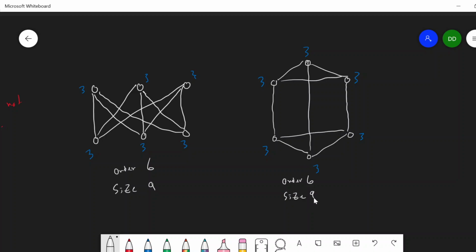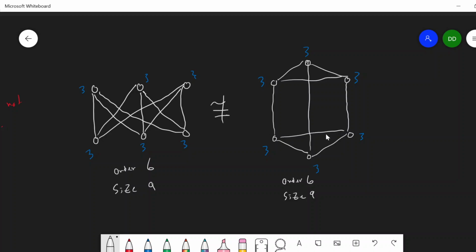So these two graphs meet the conditions that they have the same order, same size, and same list of degrees, yet these are not isomorphic. This is what I mean by the converse of that theorem not being true. So why aren't these two graphs isomorphic? We have to come up with some reason why we shouldn't be able to find an isomorphism between them.